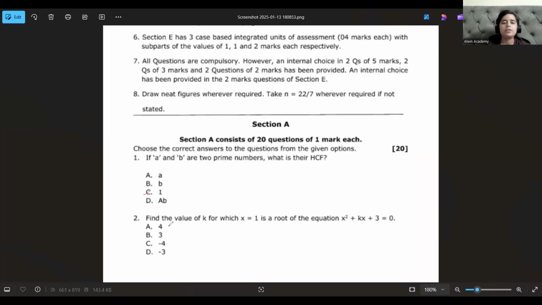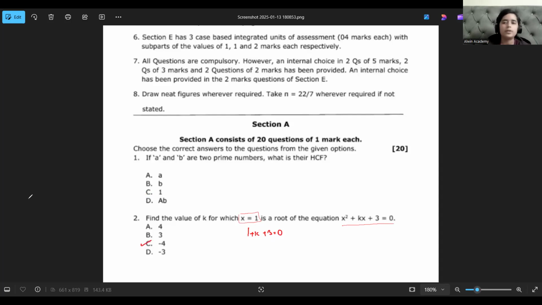Moving to the next question, find the value of k for which x equals 1 is a root of the following equation. Now, x square plus kx plus 3 equals 0 is given and x equals 1 is a root of this, so we can say that if we put the value x equals 1 into this, then we should get 0. So if I put x equals 1 here, I get 1 plus k plus 3 equals 0. So 4 plus k is 0, or k is minus 4, option number C.